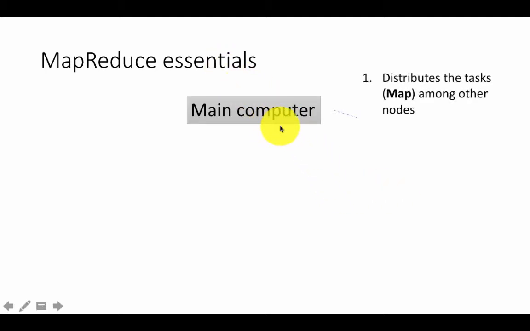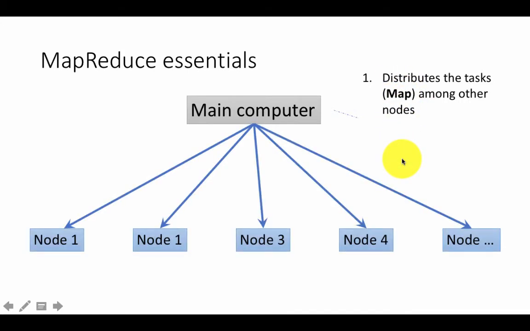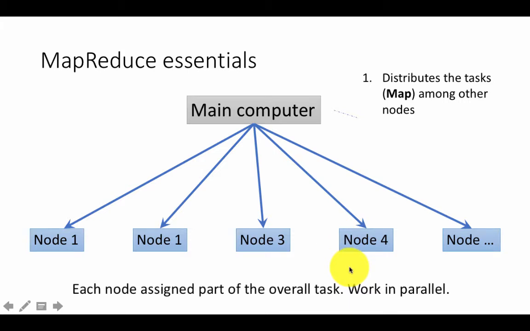Okay, so basically what MapReduce does is, you've got a main computer to which you have submitted a task to be performed, and the main computer takes care of distributing the tasks among other nodes. Okay, this process is what you call map. So what this computer has now done is, it has distributed the job across all of these other nodes. All of these themselves are computers, we're just calling them nodes. Of course, the main computer is also just a node. So the task has been distributed across all of these computers. Each node, as I said, is assigned a part of the overall task. And clearly, all of these nodes can work in parallel. Of course, it goes without saying that all of these computers belong to a cluster.